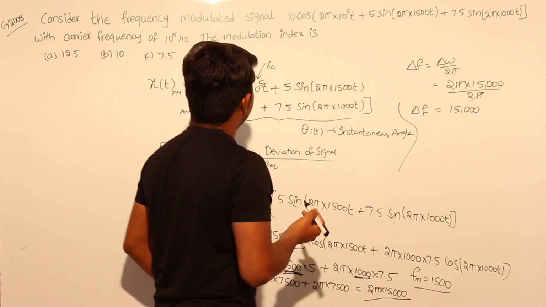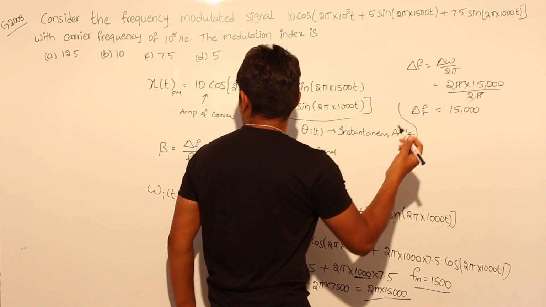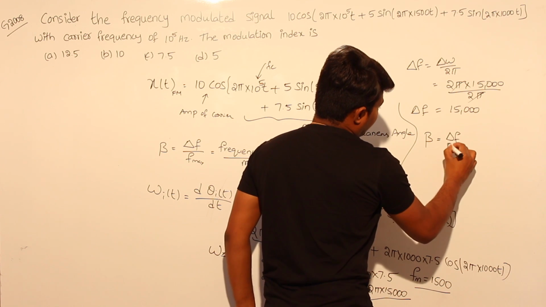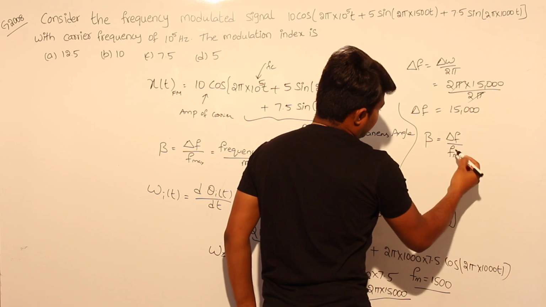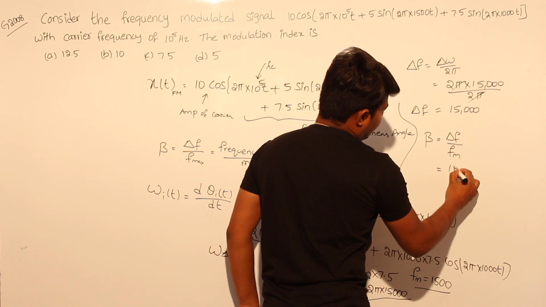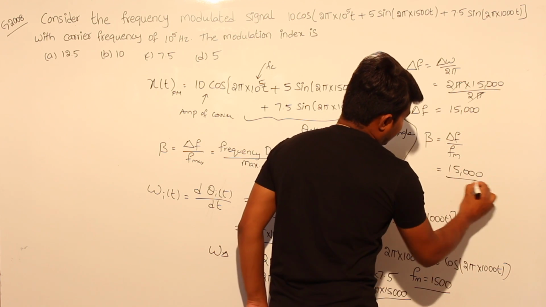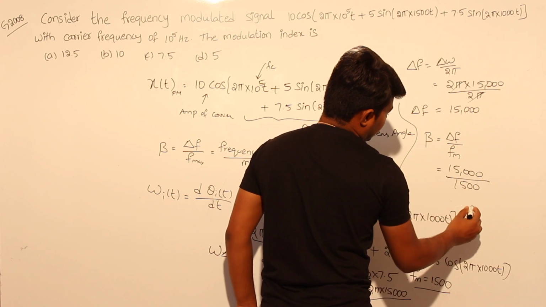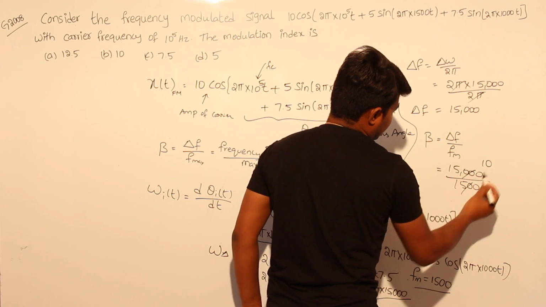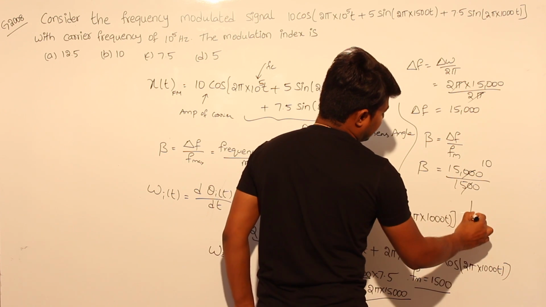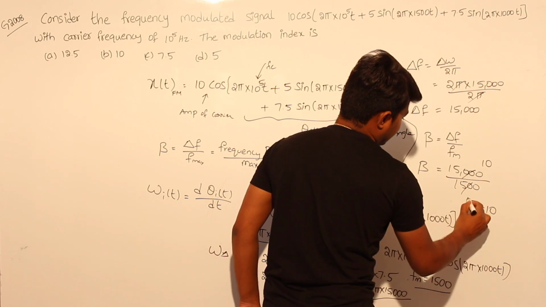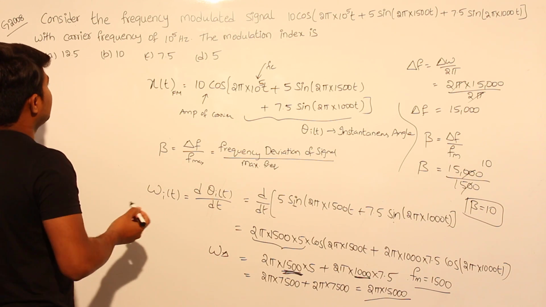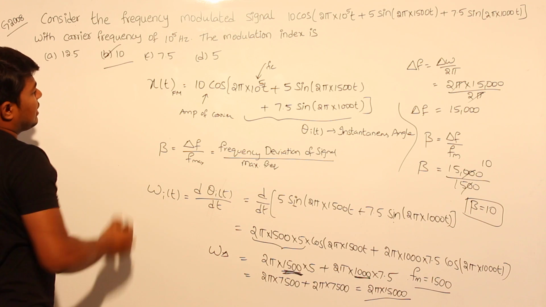Now our main intention is to calculate the modulation index given by beta. Beta is equal to delta F by FM. This will be 15,000 by, what is the value of FM? It will be 1500. This will be 10 times. So the value of beta is equal to 10. This is how we calculate the modulation index. If you see the options, option B, 10, is the correct answer.